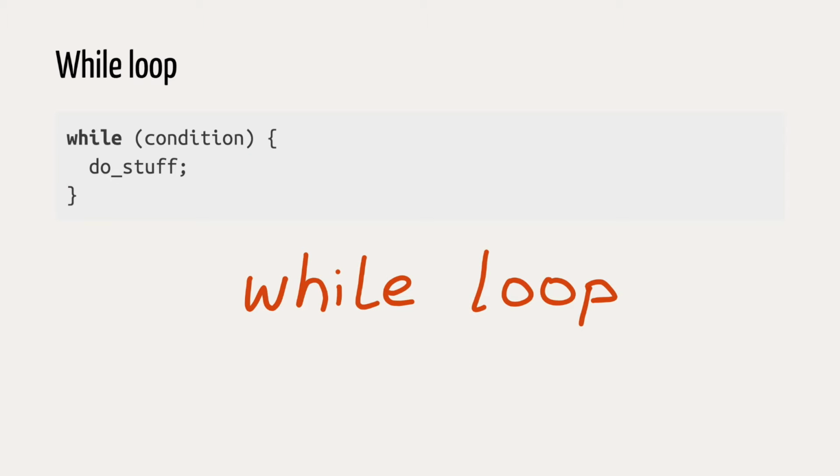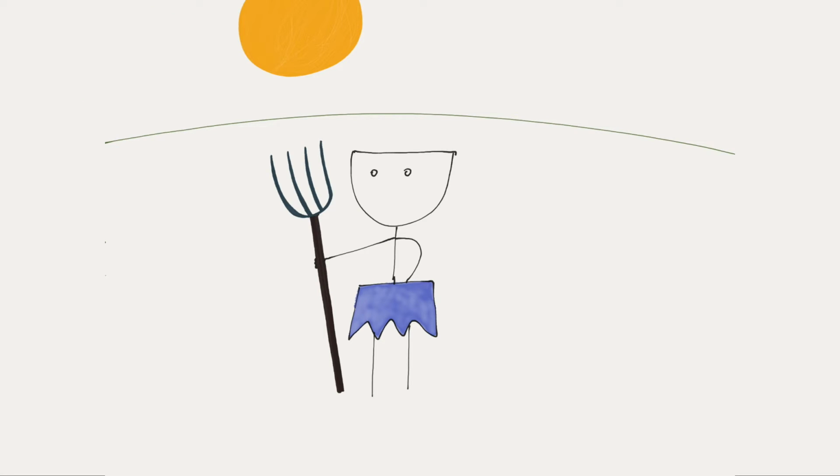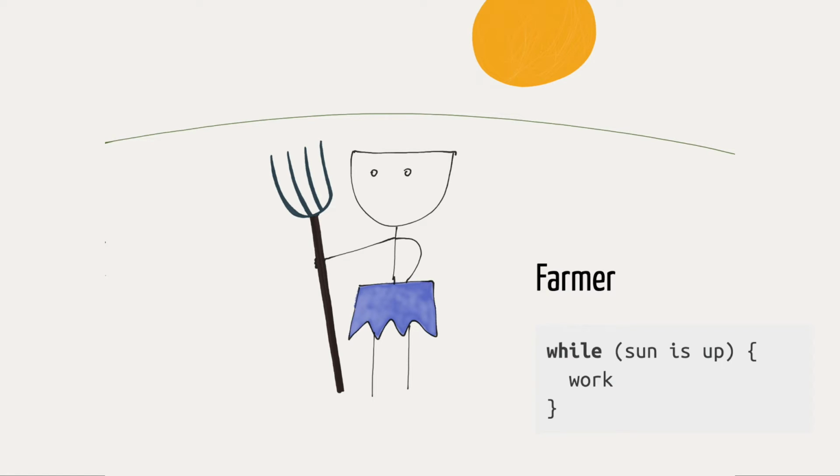Let's look at one particular type of a loop, a while loop. It's a block of code that is repeated while some condition is met. Think of a farmer who works from sunrise till sunset. He works while the sun is up. You could say, while sun is up, work.